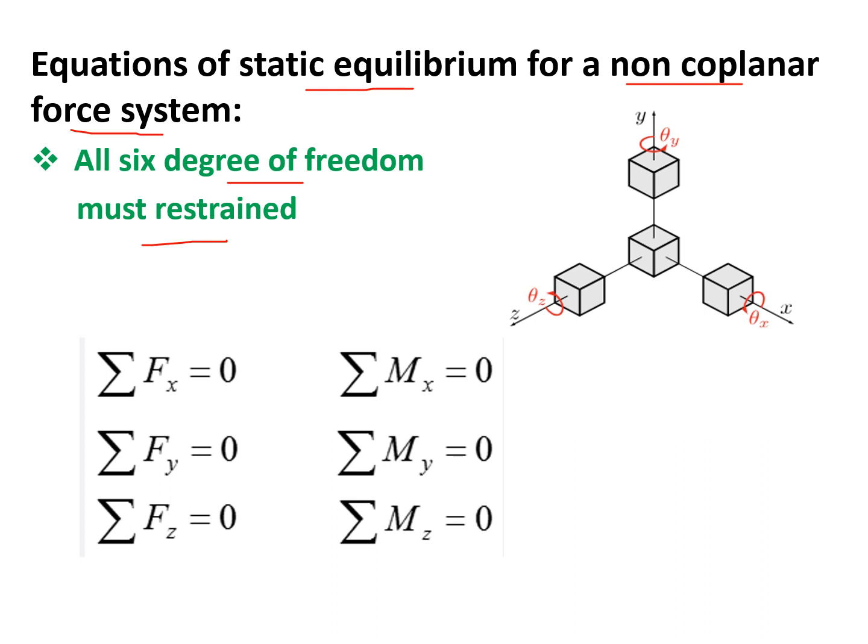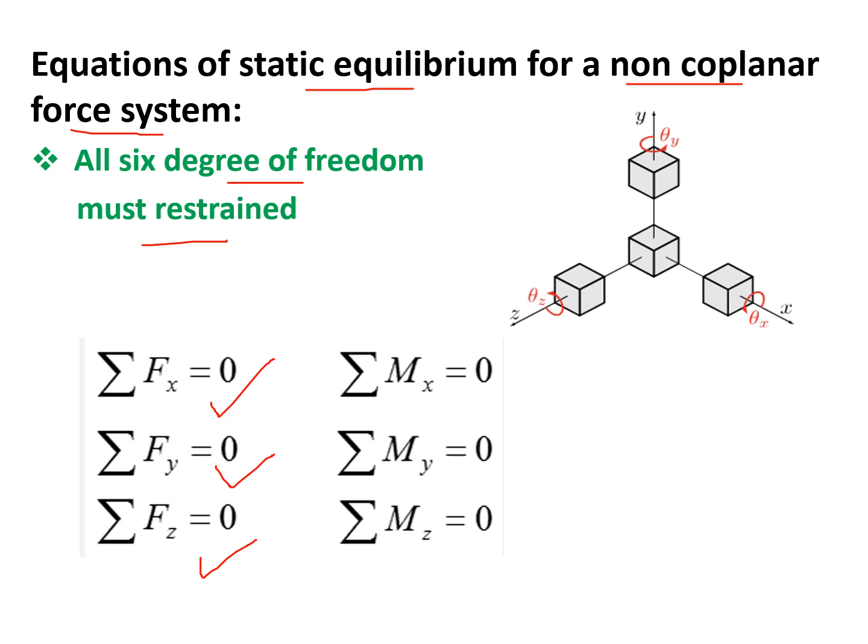So to make that body under static equilibrium, the first one is that the net horizontal force, the net force along the x direction, is 0. And when the net x direction force is 0, it means there is no translation along the x direction. The next equation is that the net vertical force, or the net y direction force, is 0. It means there is no translation along the y direction. The third is that the net force along the z direction is 0. It means there is no translation along the z direction.